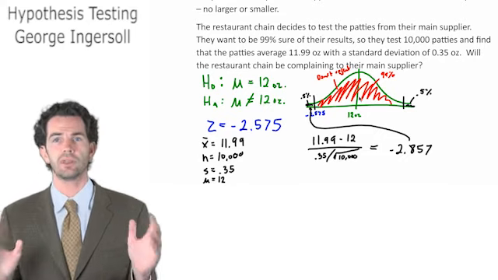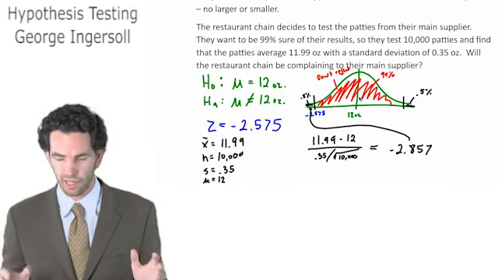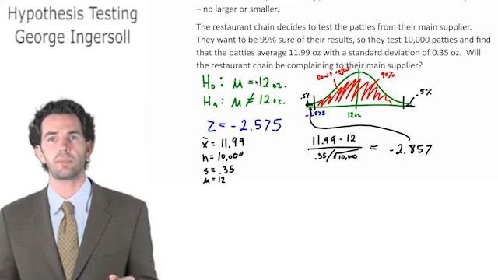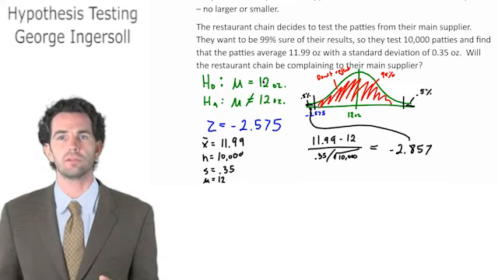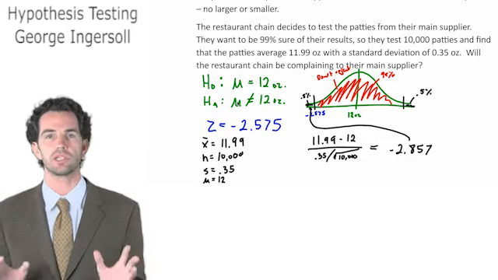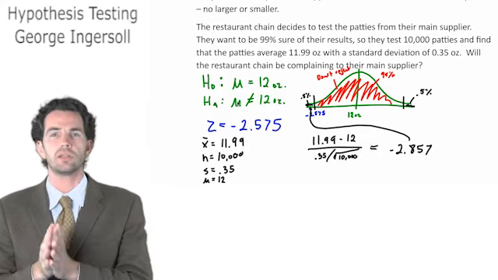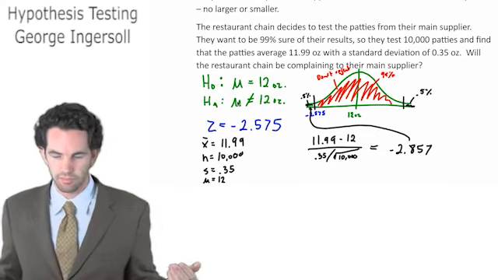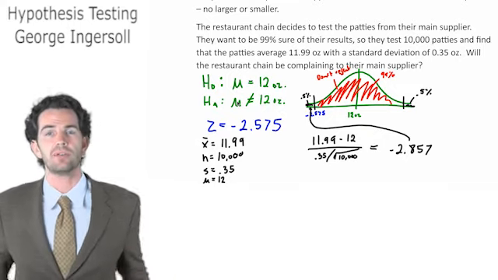Therefore, with 99% confidence, we can say, yeah, we don't think the patties that you're giving us are 12 ounces. We actually think they're a little bit smaller. But the main thing here is we're accepting the alternative hypothesis, that the patties they're giving us are not 12 ounces. So would we complain to this main supplier? Well, based on this evidence, yeah.